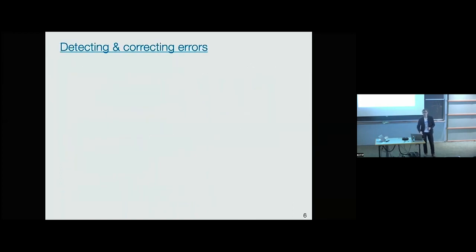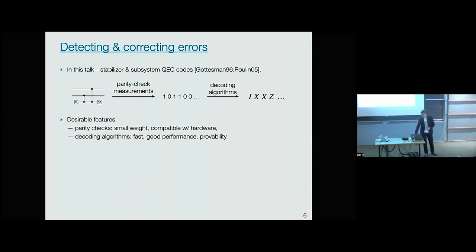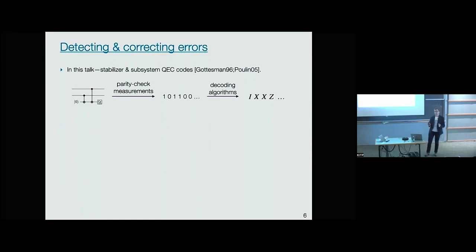So how can we detect and correct errors? In this talk, I will focus on stabilizer and subsystem quantum error correcting codes. This is a class of error correcting codes that is relatively simple to analyze, yet quite powerful. So how do we proceed with detecting and correcting errors with stabilizer and subsystem codes? Well, we measure certain parity checks. Parity checks are just some Pauli operators.